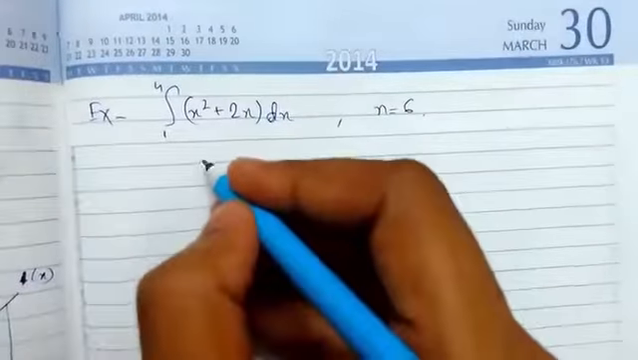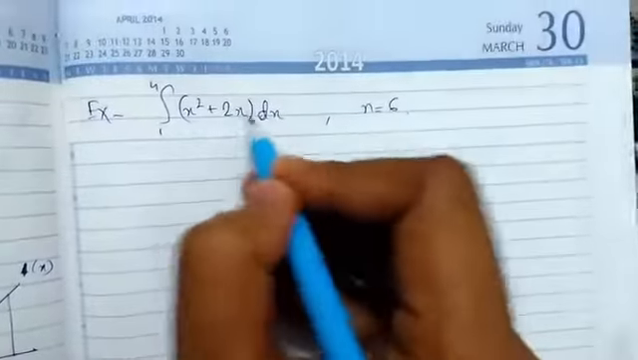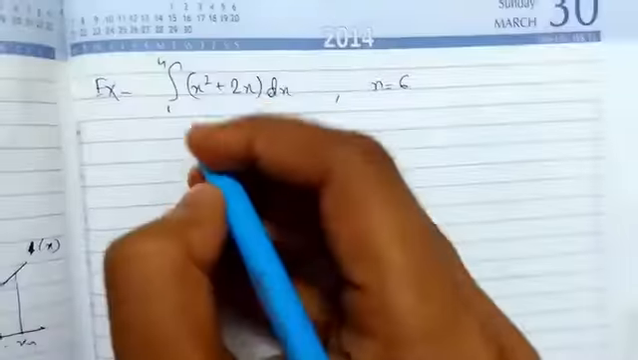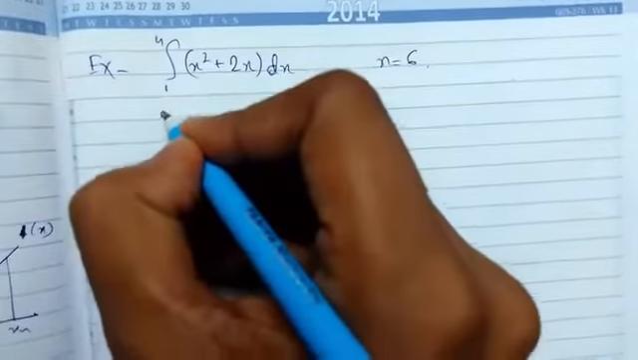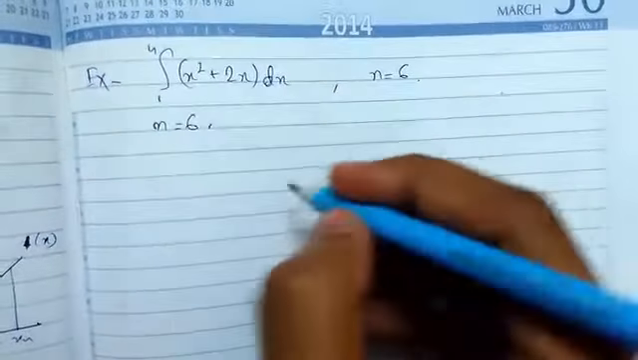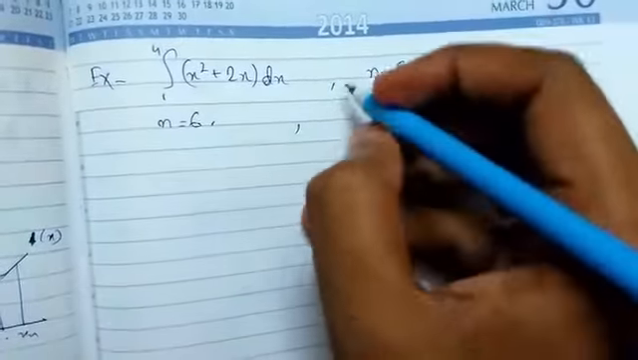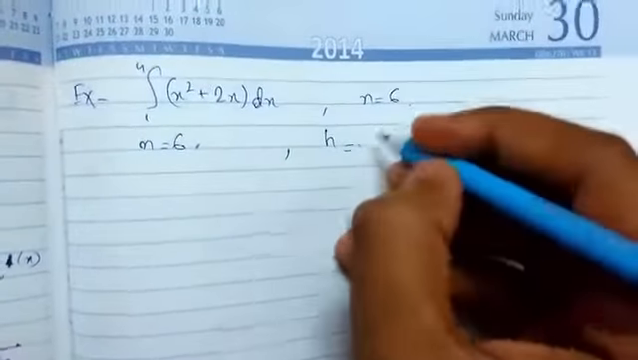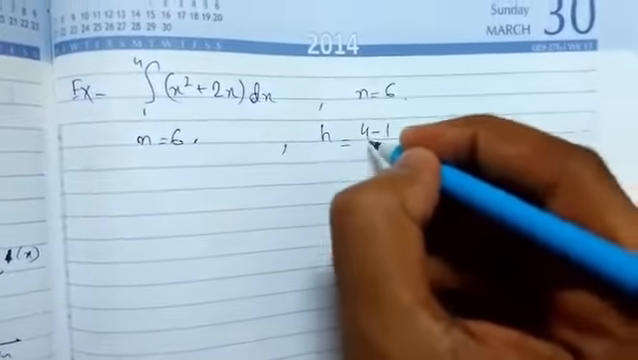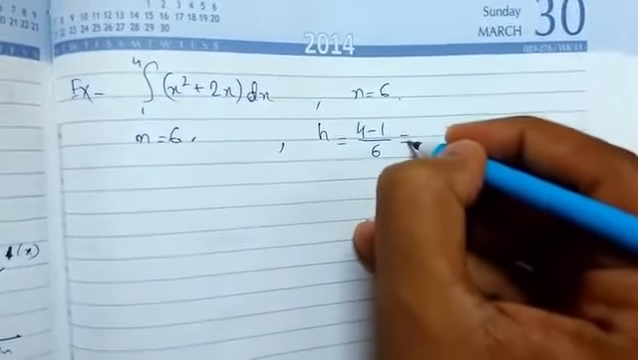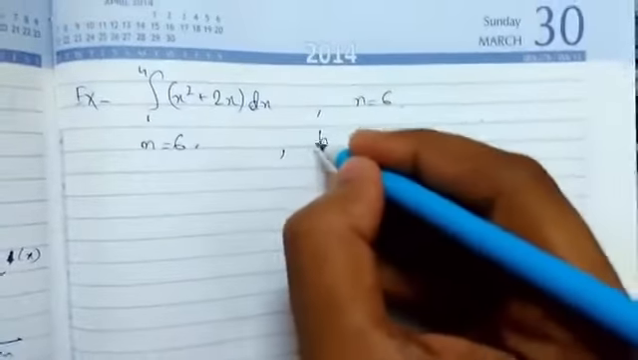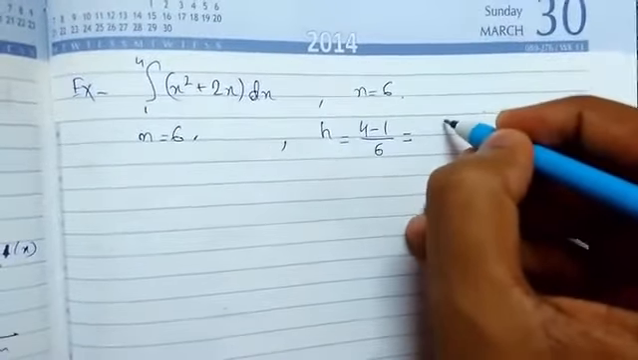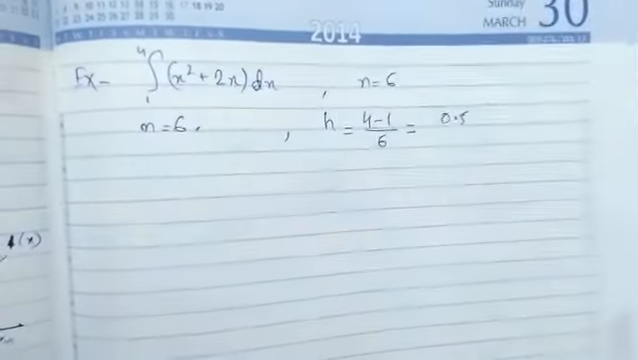So let us take this small example. Suppose we need to evaluate this integration and the number of intervals is 6. We'll start from step 1. So step 1, n equals 6. So we did it. Now step 2, we need to find h. Upper limit minus 1 by the number of intervals. This h is called the width of the sub intervals.